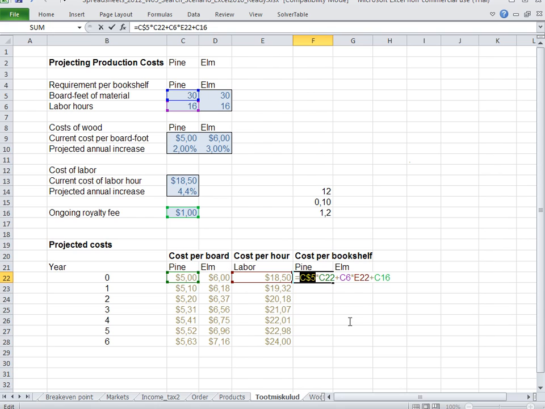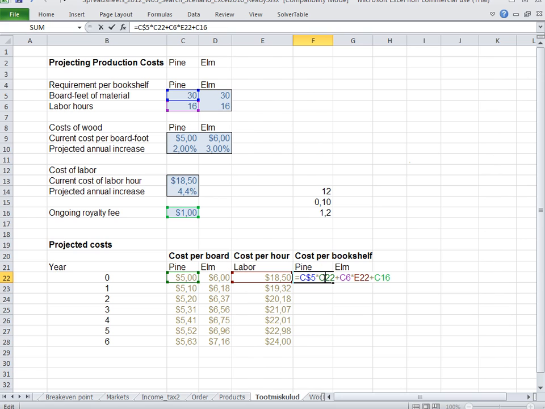So C$5. Next up, C22, the green cost of 1 board foot. This will no doubt have to move up and down because we copy it to next year's. But it will also have to move left and right because we are going to copy it to Elm, and then the green cell will have to move to Elm as well. Next, so this one, C22, will have no dollars whatsoever.